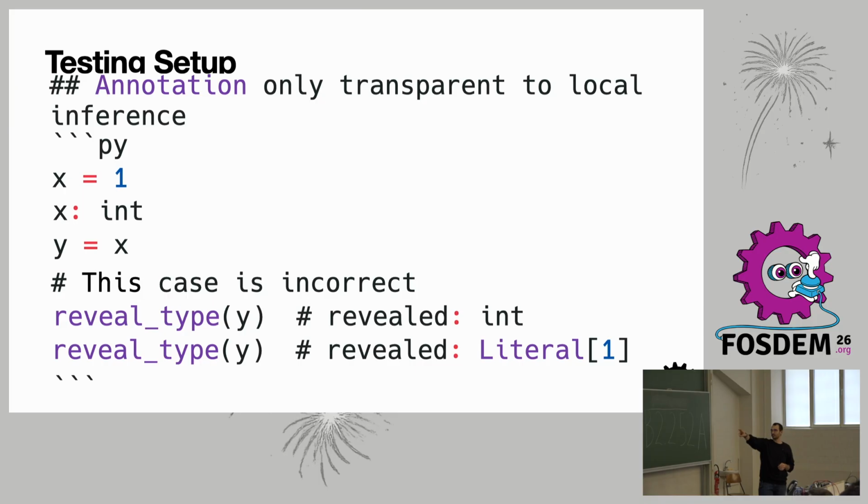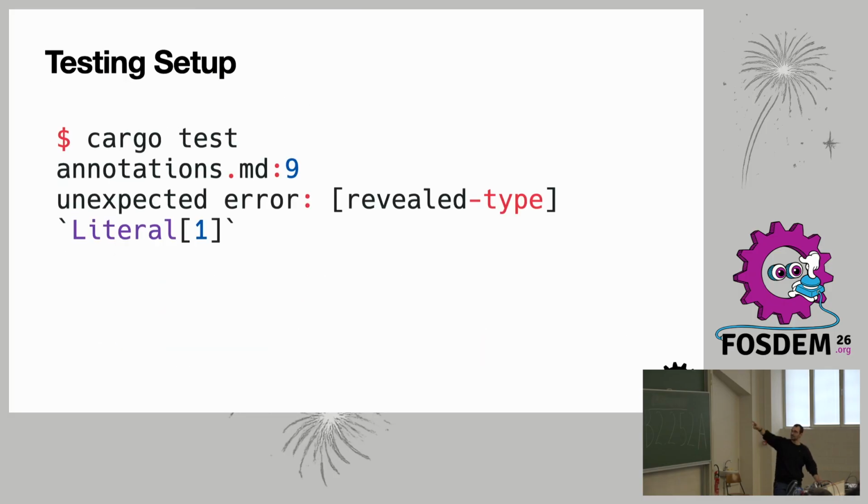And here I have, for example, revealed int. It is not an int. It is literal 1. TY tries to be very specific with the types when it knows about it. So it knows that you assigned 1. It is definitely literal 1. And when you run cargo test, you would get a pointer to that annotations MD file. So that's your test case, and then the exact line where the problem happened, and then it will say, hey, it reveals literal 1, not integer.